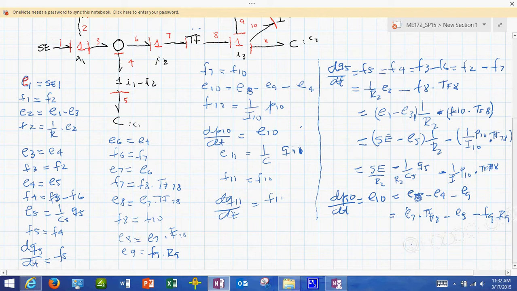Yeah, we are still, so E sub 7 is E6 and E6 is E4 and is E5, 1 over C sub 5 Q sub 5 times TF 7, 8, minus E5, which is 1 over C sub 5 Q sub 5, minus F sub 9, which is the same thing as F10 times R9.